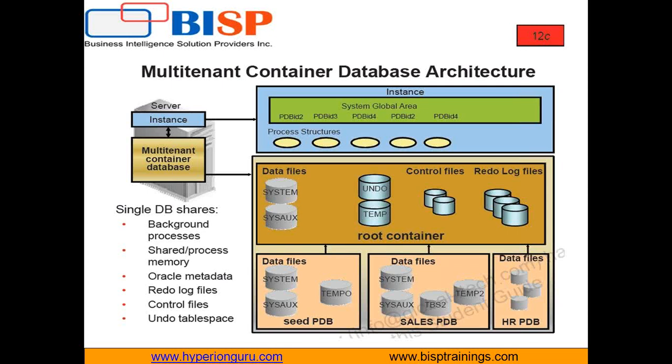So this is the architecture: the root container contains your data file, system and SYSAUX files, undo tablespace, temporary tablespace, control file and redo log files, which are not storing your actual application-level data. Your actual data is stored in your PDBs. In the sales PDB you are storing your sales data, in the HR PDB you are storing your HR data, so you need to do the connectivity. Here a single DB shares background processes, so for all the PDBs your background processes are the same.